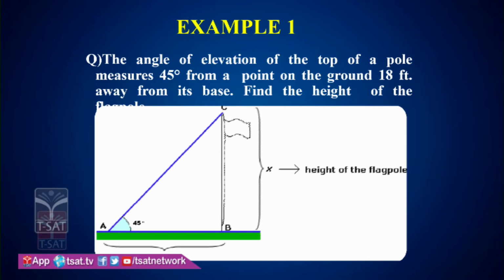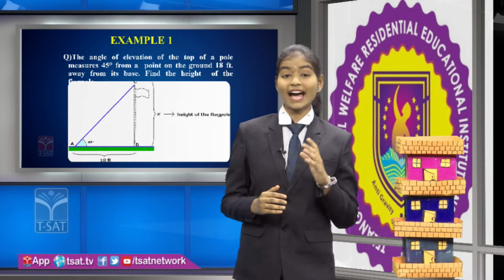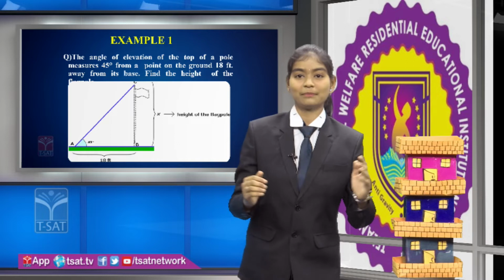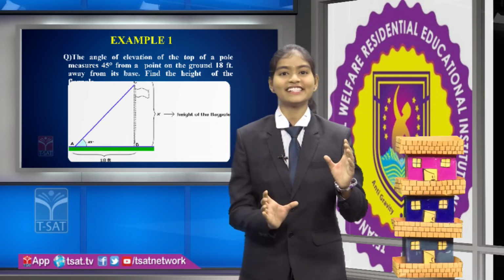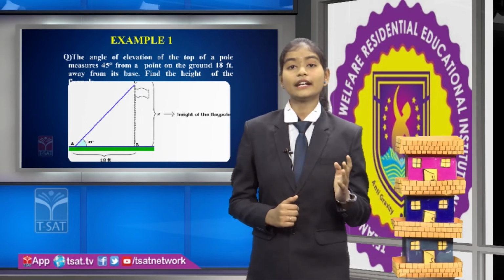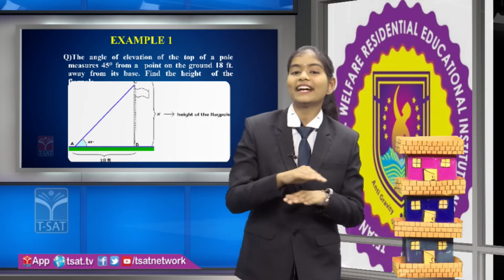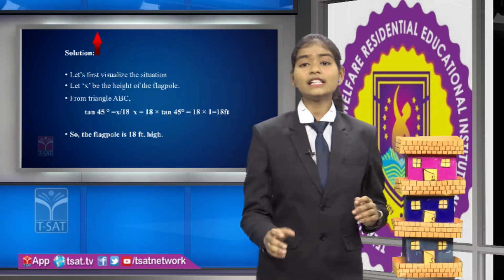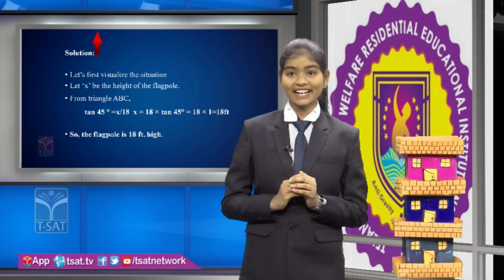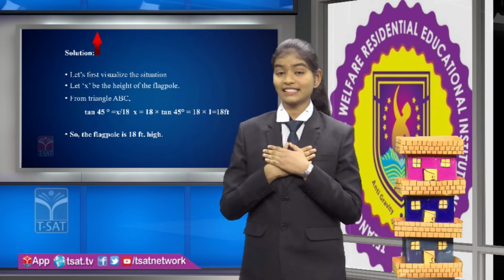So friends, let us visualize the height of the flagpole as x. Here we know the angle and we also know the distance between the foot of the flagpole and the observer. If we know the angle and the distance, we can easily apply trigonometry to find the height. Now let us apply the tan ratio. It is defined as opposite side by adjacent side. In this figure, the opposite side is the height of the flagpole and the adjacent side is the distance between the observer and the flagpole.